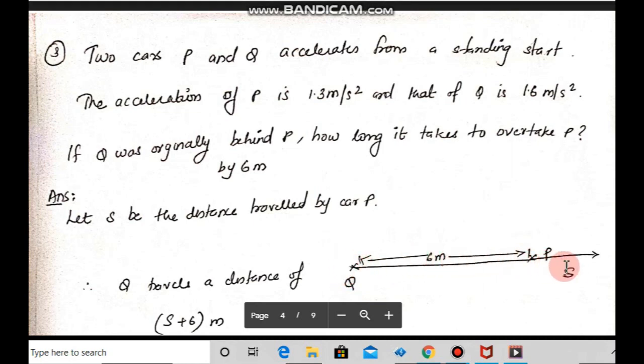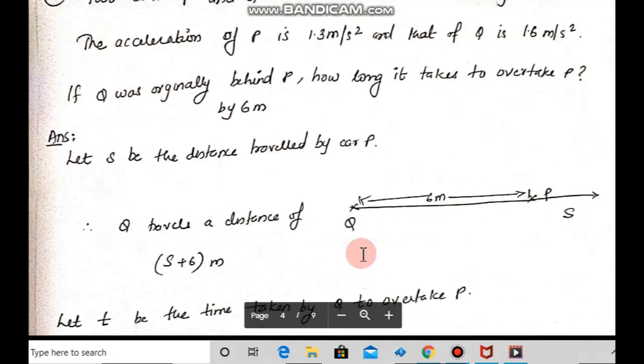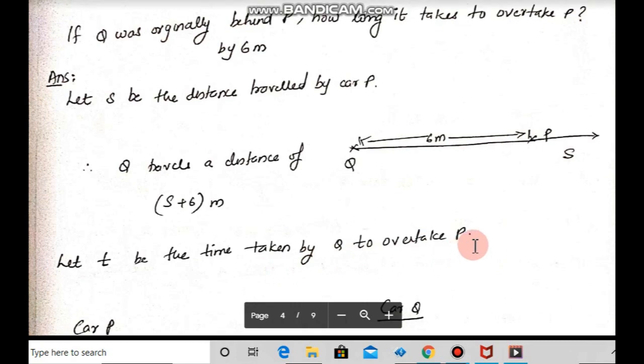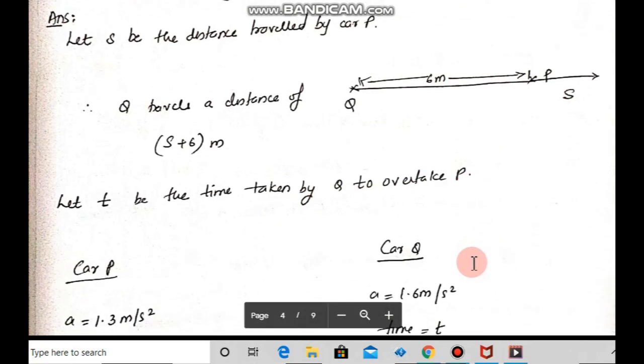So P is traveling, suppose, a distance of S. So Q will have to travel a distance of S plus this 6 meter also. Okay, so that is the main point in this particular question. So first you need to write, let S be the distance traveled by car P. See, it's shown here in the figure. Now Q will be traveling S plus 6 meter. I hope it's clear, because P is traveling S, Q will be traveling an additional 6 meter. Now the time taken by Q to overtake P, that is the total time, is T here. We are taking it for both cases, it will be T only.